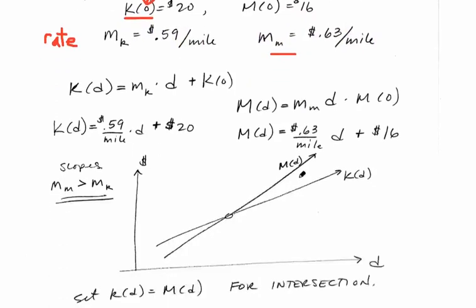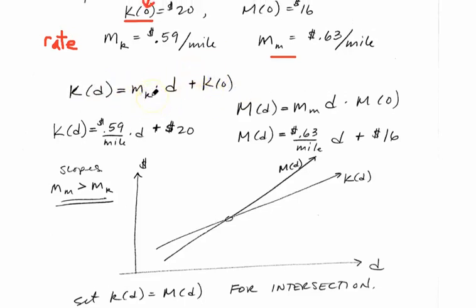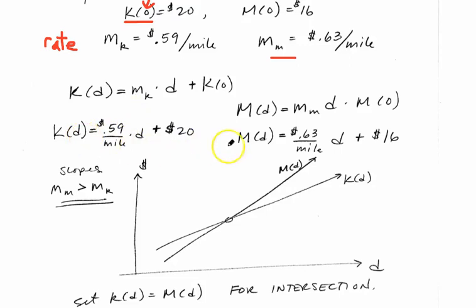And so the functions for cost are going to be K equals m_K times D plus K naught, where that's Keep On. And then for company M, you have to use the other rate, same distance, and its initial, sorry, that should be a plus right there.